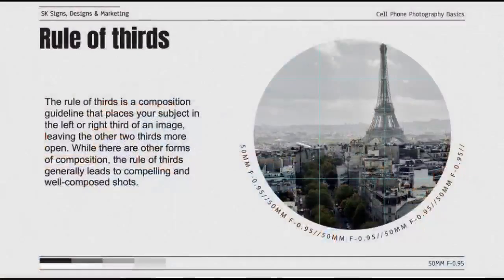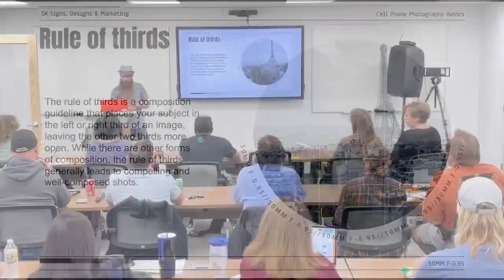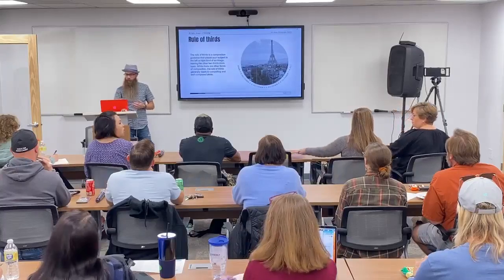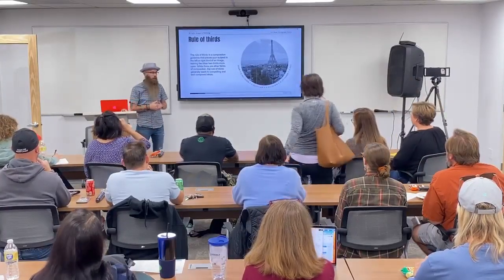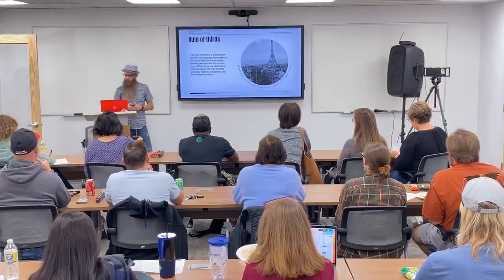So does anybody know what rule of thirds means? A little bit, no? So typically, rule of thirds is a composition guideline that places your subject in the left or right third of an image, leaving the other two thirds more open. While there are other forms of composition, the rule of thirds generally leads to compelling and well-composed shots. I'm going to have a couple examples on the next page, but in your phone, there's a setting that you can turn on grids, and we'll talk about that later.